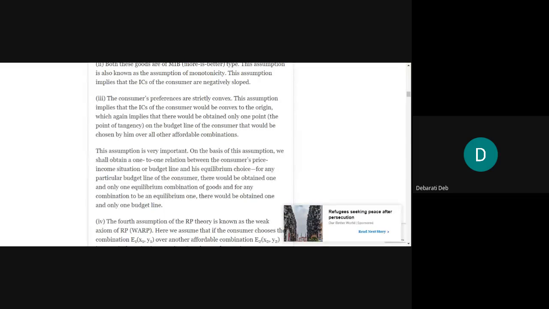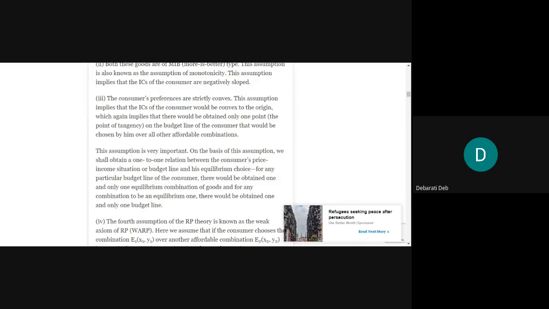Third assumption is the consumer's preferences are strictly convex. If there is a concept of indifference curve, then the shape of it has to be convex. If you remember the properties of indifference curve, this assumption implies that the indifference curves of the consumer would be convex to the origin, which again implies that there would be obtained only one point, that is the point of tangency on the budget line of the consumer, that would be chosen by him over all other affordable combinations.